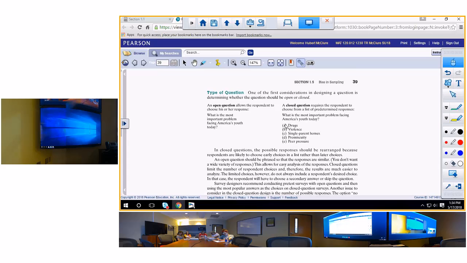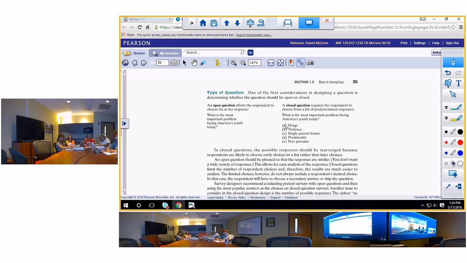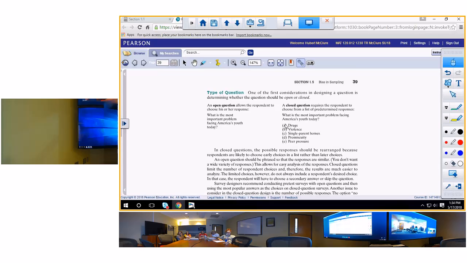versus the second. What is the most important problem facing America's youth today? Drugs, violence, single parent, promiscuity, peer pressure. Why is that closed? Why is it not a good question? Yeah, how many of you went through teenage years? Every one of us. Does that encapsulate you?